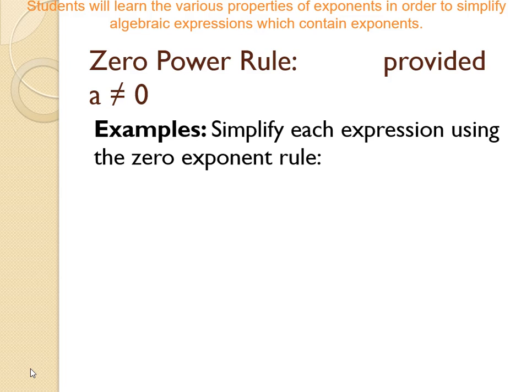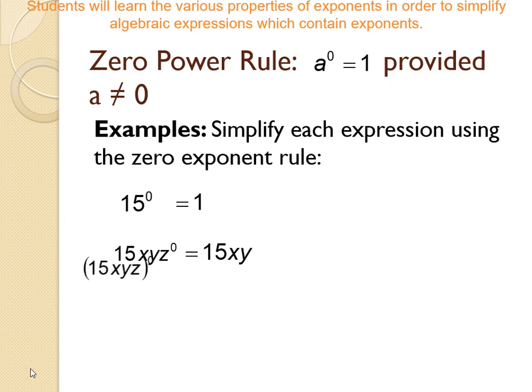The 0 power rule says any number except 0 to the 0 power is 1. 15 to the 0, 1. What's 15xyz to the 0? It's 15xy, because the 0 is only on the z. Whereas in this example, 15xyz all to the 0 is just 1.